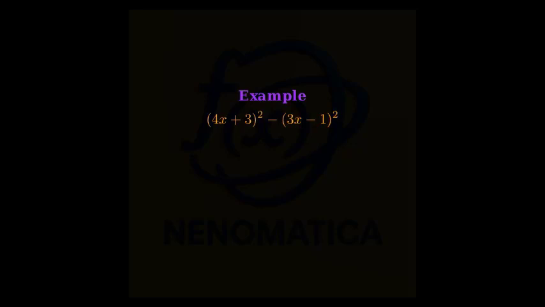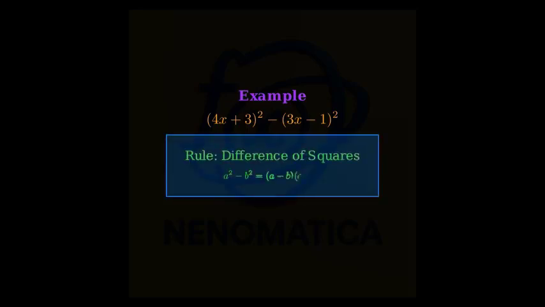We have the expression (4x plus 3) squared minus (3x minus 1) squared. This is a difference of squares pattern. To factor this expression, we'll apply the difference of squares formula. The formula states that a squared minus b squared equals (a minus b) times (a plus b). First, we identify that our terms are 4x plus 3 and 3x minus 1.